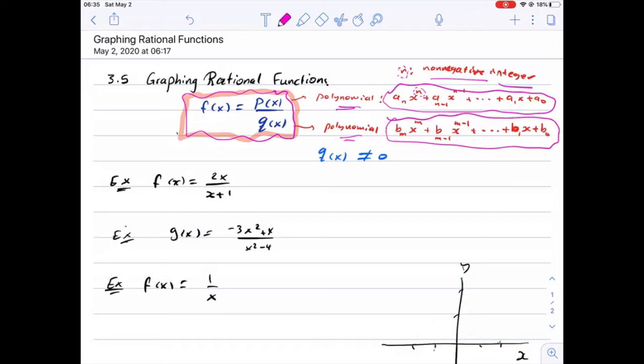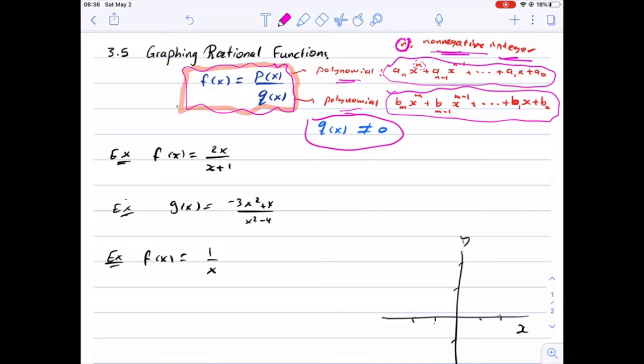It's the same form, but I just changed the index from n to m for the denominator and the coefficients, just to distinguish between those two polynomials. And the power n should be a non-negative integer. That means we should not have any negative power, we should not have any fractional power, and so on for the polynomials. And the denominator should be different from 0, because if it's 0, then the graph is discontinuous at x where q of x is equal to 0.